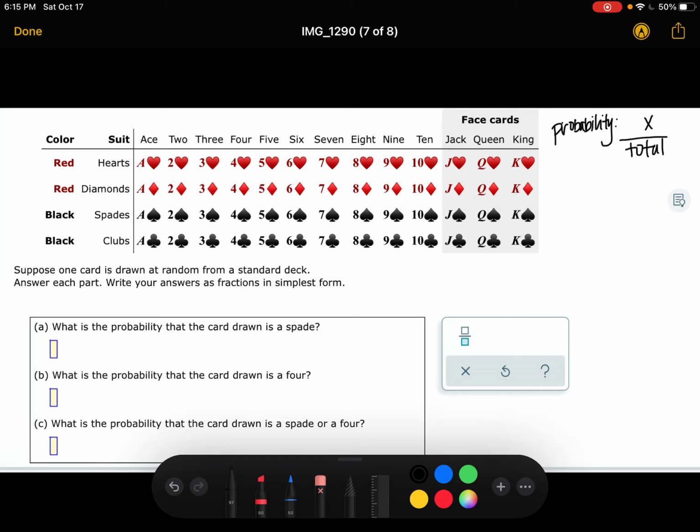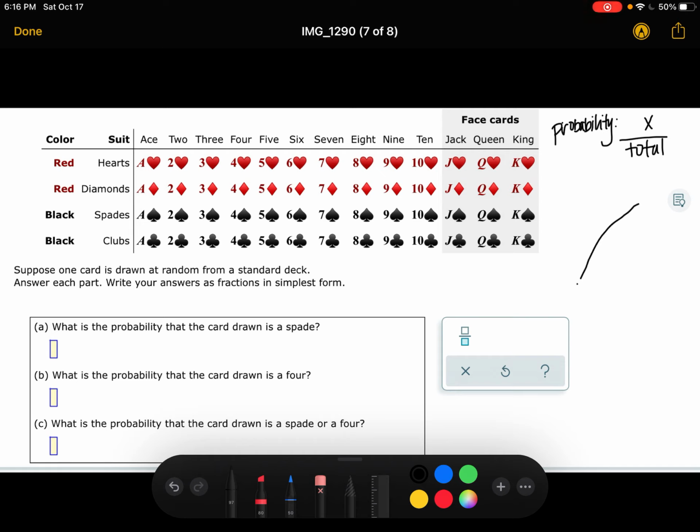All right, so today we're going to be talking about probability, but with cards. It's a set of 3 questions and says, suppose one card is drawn at random from a stack, answer each part. Write your answers as fractions in simplest form. And it says, what is the probability of 3 different events?